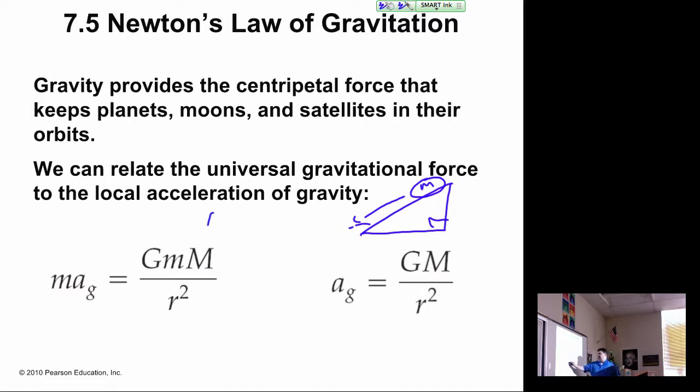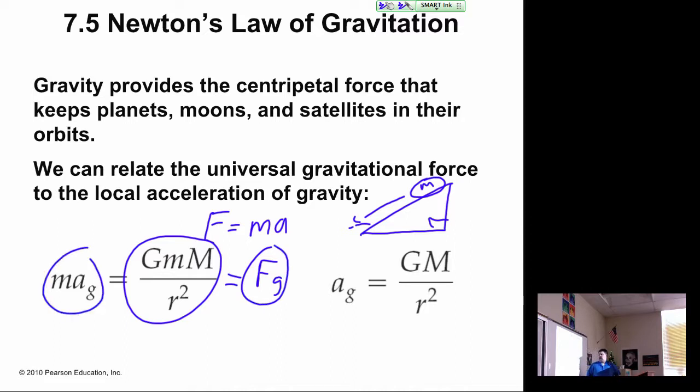Now, another way you could do it is if you remember Newton's second law of motion, that force is equal to mass times acceleration. The big M usually refers to the larger mass, so like Earth versus you. You would be little m. That's the gravitational force, and that's your little mass being accelerated towards the Earth. Does that make sense? And so we could move that around a little bit.